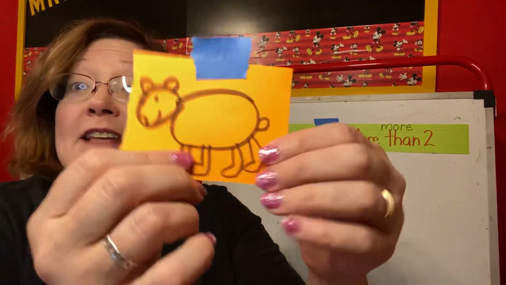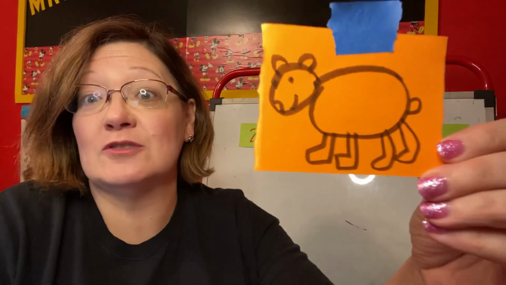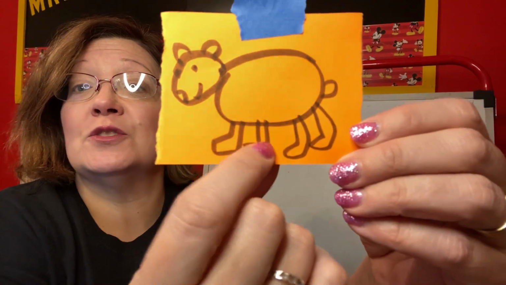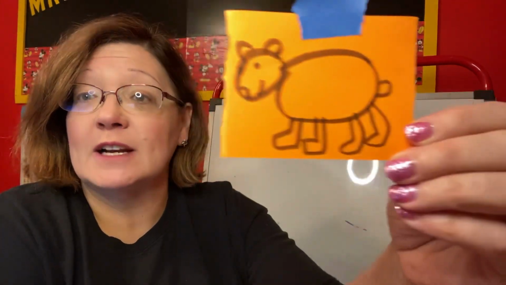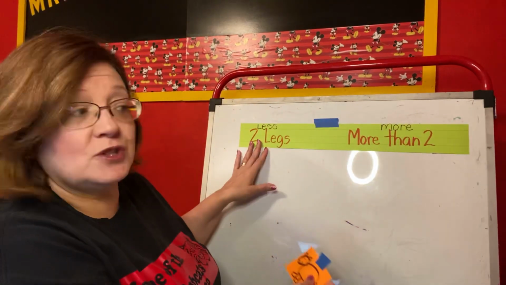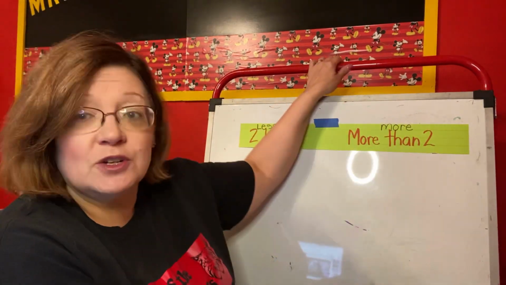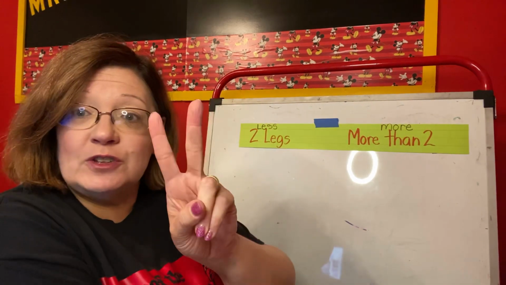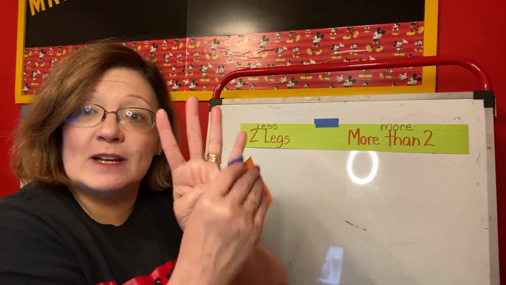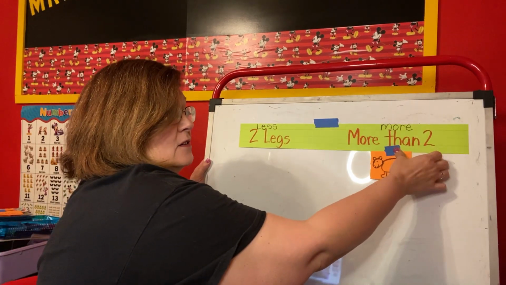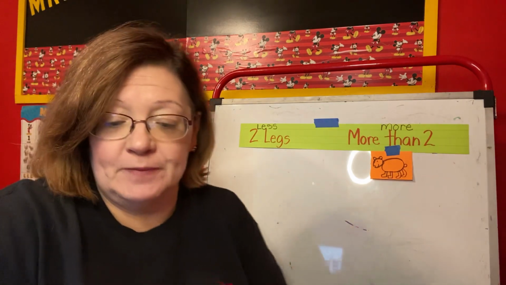First off, here is a little bear. I know they're pictures I've drawn, but I tried to make them cute. This is a bear. Let's count the legs. 1, 2, 3, 4. How many legs? 4 legs. So do I put it with the 2 or more than 2? 4 is more than 2 because we come to 2, then we go 3, 4. So it comes after. So it's more than. Okay, it's more than 2.